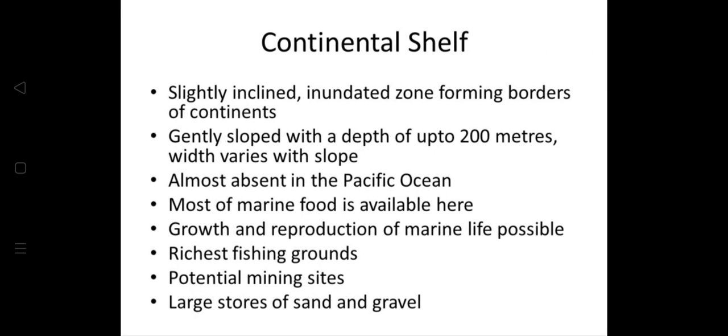Now I'll come to continental shelf. What we understood of continental shelf, again, is that they are slightly inclined inundated zones forming borders of continents. Then the second point, they are gently sloped to a depth of up to 200 meters, which can vary with the slope. It is almost absent in the Pacific Ocean. Most of marine food is available here. As I read out to you all from the textbook, plankton, which is a food for fish, is important for the fishing industry.